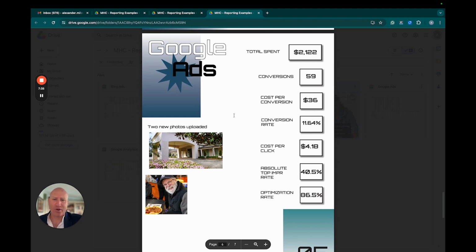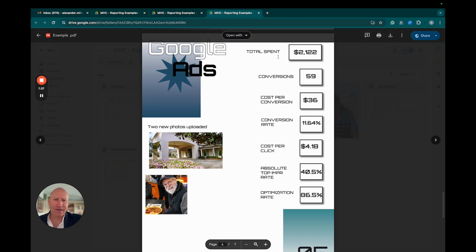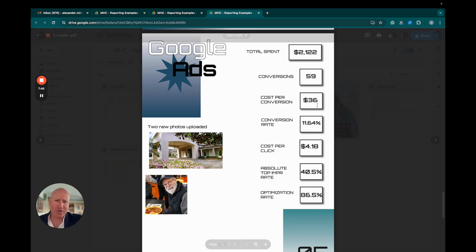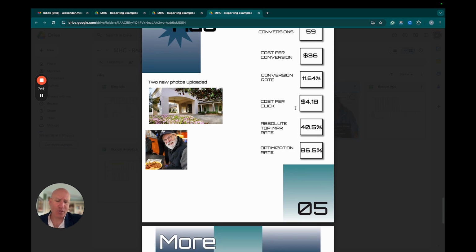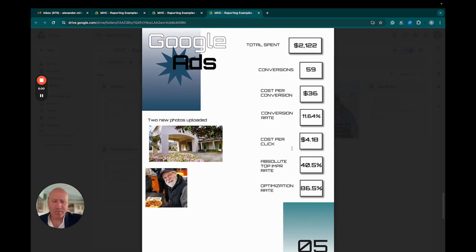Google Ads. So moving into Google Ads, total spent for this specific organization was $2,122. They had 59 conversions, a cost per conversion of $36, a conversion rate of 11.5%, cost per click at $4.18, absolute top impression rate of 40.5%, and an optimization score of 86%. What does all this mean?